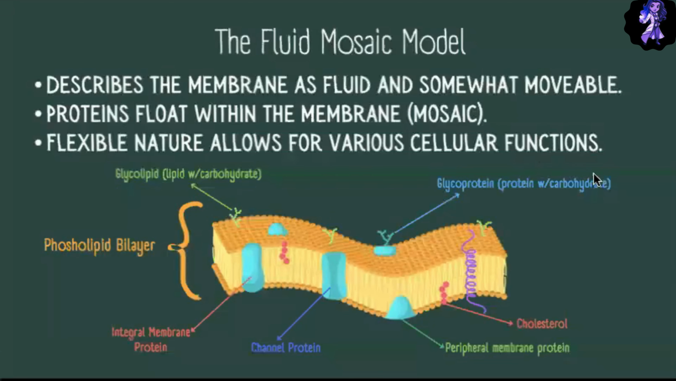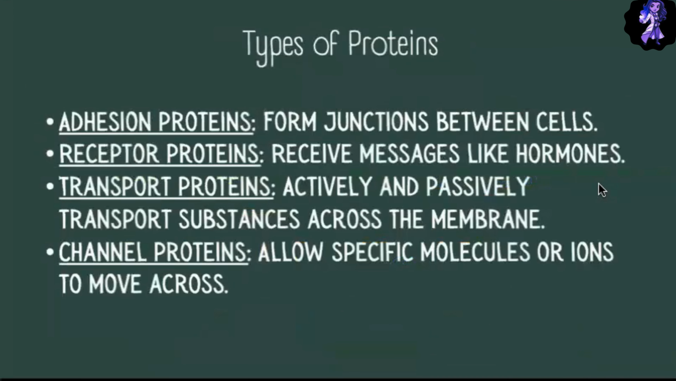So now that we talked about the fluid mosaic model, let's talk about the different types of proteins that you can see within the phospholipid bilayer. We just talked about the channel proteins, which have a tube-like structure that allows certain items to go in and out, to move across the cell internally to externally or externally to internally. Doesn't matter. What you need to understand is it has a tube-like structure that allows very specific molecules or ions to move across. So it only allows certain things to go through.